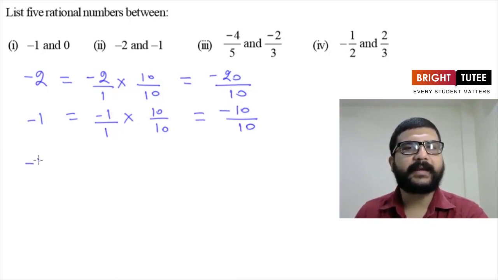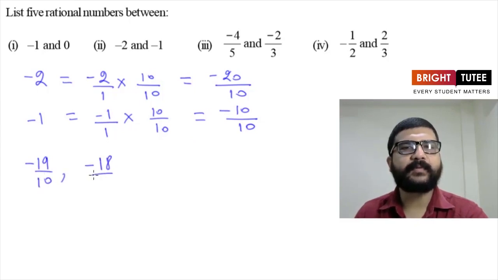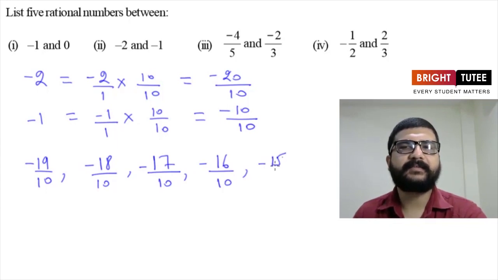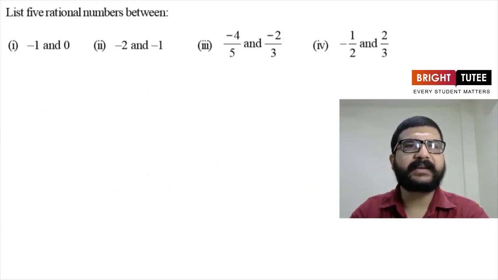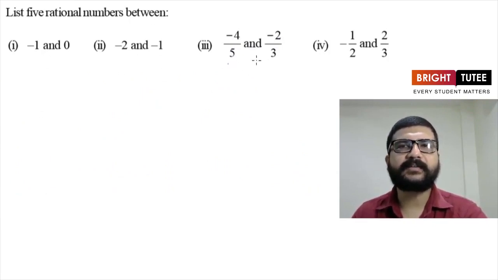So they will be -19 upon 10, -18 upon 10, -17 upon 10, -16 upon 10, and then -15 upon 10. So these are the 5 rational numbers which are lying between -2 and -1. And the next part here is -4 upon 5 and -2 upon 3. So this is a different case. In this, denominators are not same.